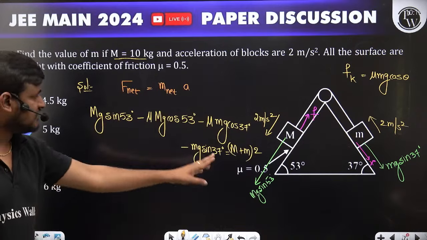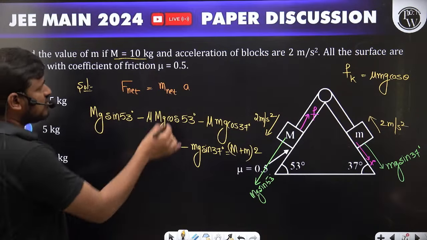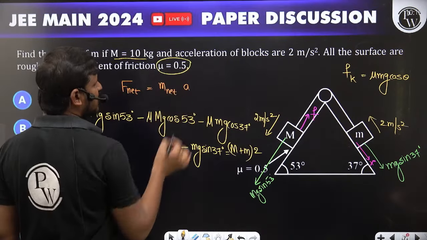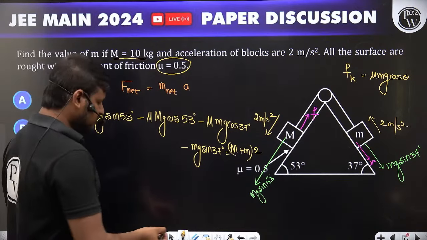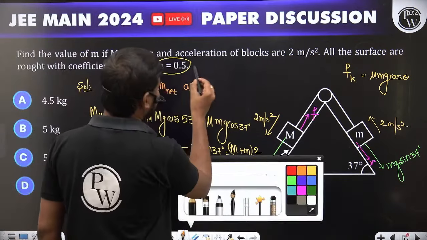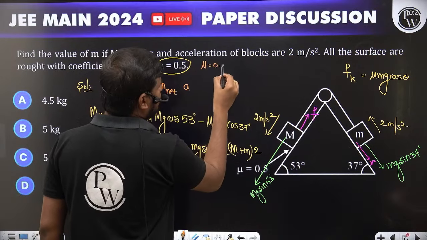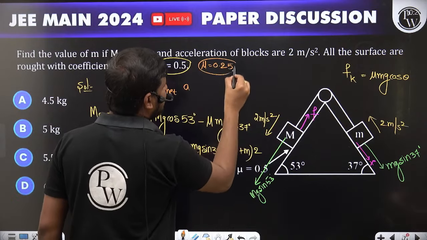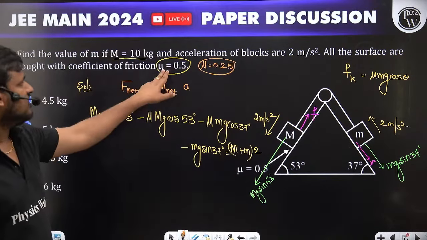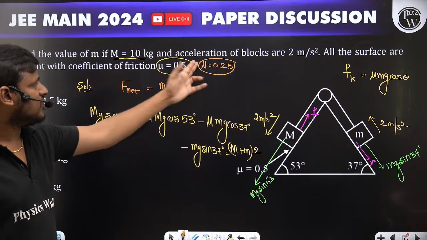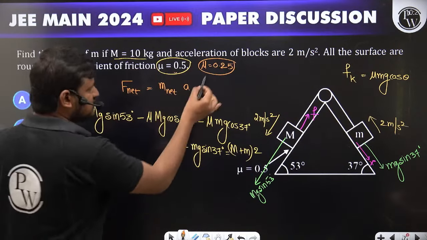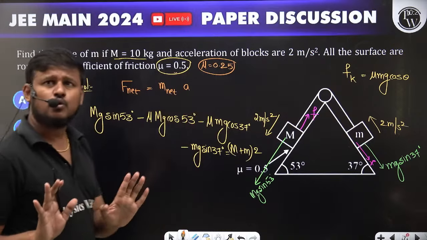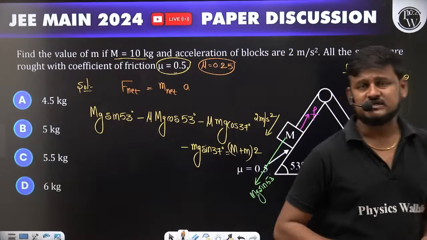So if you can write this, you can easily solve. Here the confusion is whether to take the mu as 0.5 or 0.25. Some students said it's 0.25 or 0.5. So I'm not going for the complete calculation, because we don't know exactly whether this value is 0.5 or 0.25. Okay? So you just substitute the values. Overall forces, I represented the equation.